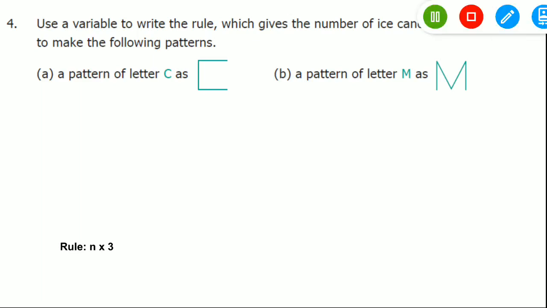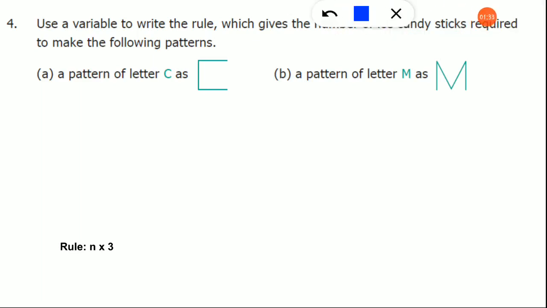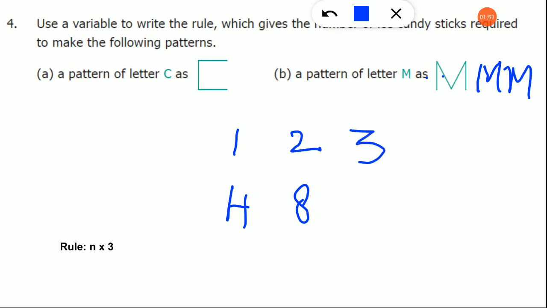Now, look at this letter M. So this M has 1, 2, 3 and 4 matchsticks. Candy sticks, I'm sorry, I'm continuously saying matchsticks, but it is candy sticks. Now, if you want to draw 2 Ms, how many candy sticks will we need? We will need 8 sticks. And for drawing 3, we need 4, 8 and after 8, what number should come? 12. And it goes on and on.